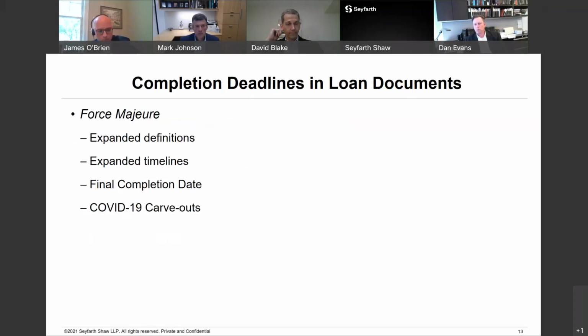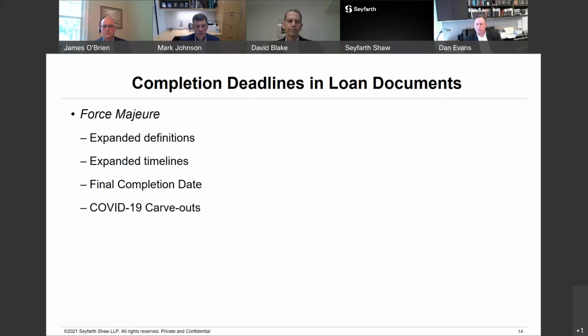Finally, what we're seeing on more of the construction loan side, expanded definitions, we're seeing the force majeure language isn't particularly changing. People aren't saying COVID-19 as a reason to have your force majeure clause kick in. We are seeing lenders give a bit more time in connection with the force majeure clauses. We're not seeing anything with respect to final completion dates. Those are kind of where they are.